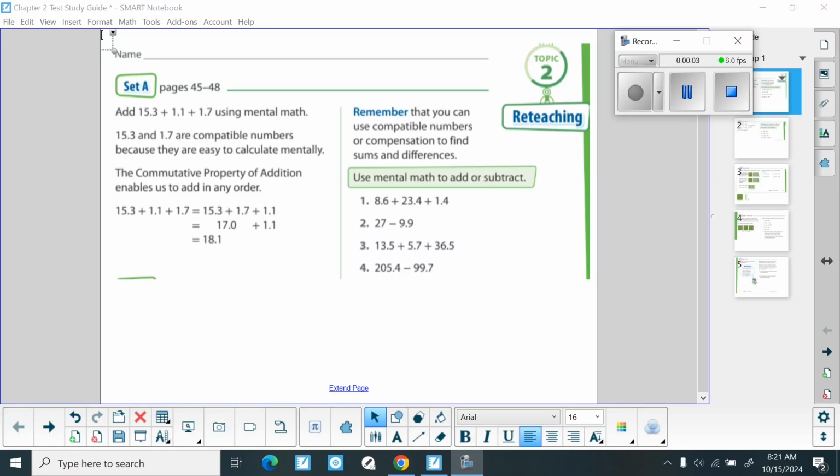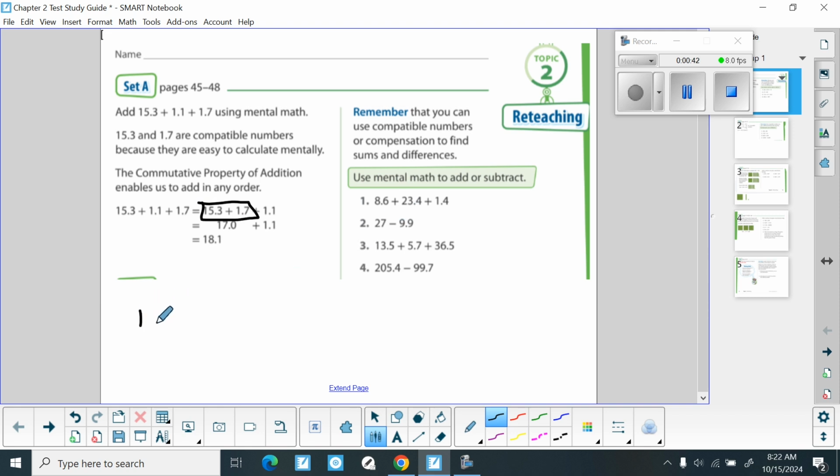Okay, let's begin. For set A for your study guide, we have: add 15.3, 1.1, and 1.7 using mental math. Since 15.3 and 1.7 are compatible numbers, they are easy to calculate mentally. So you're going to use the commutative property, which means you can change the order of things to add the numbers. For example, 15.3 and 1.7, we do them out of order and get 17, and 17 plus 1.1 equals 18.1.